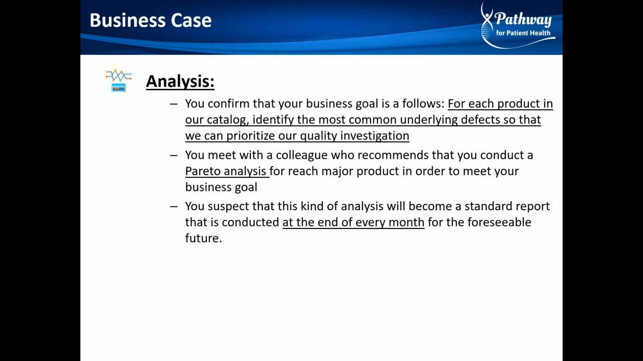Now, giving some additional details here, we can confirm that, again, this analysis needs to be done for each product in our catalog, and our goal is to identify the most common underlying defects so that we can prioritize the way in which we deal with them. If we can approach just a couple of defects and drastically reduce our scrap rate, that's what we want to do. We don't necessarily want to be chasing what sometimes people would call onesies or twosies, basically one-off mistakes. We want to try to find the area where there appears to be some sort of systemic flaw that needs our attention.